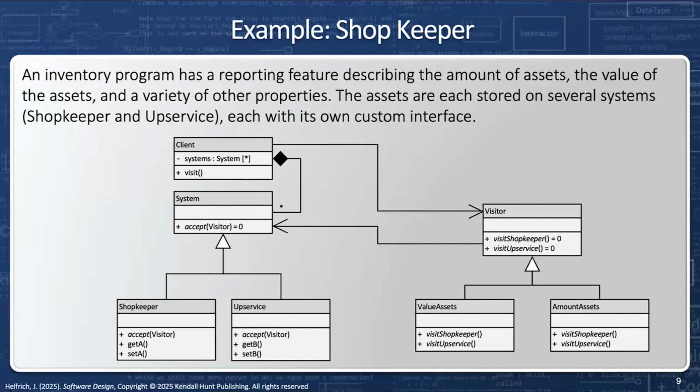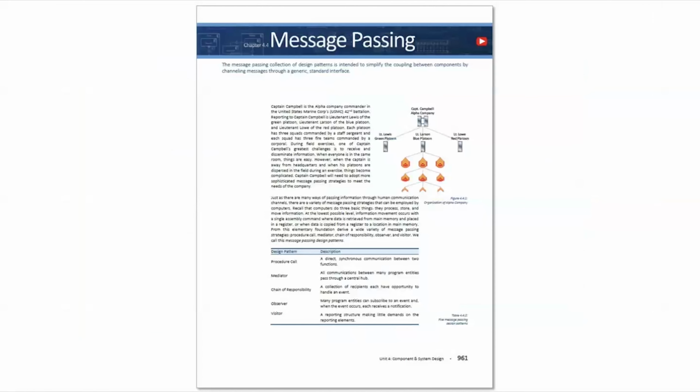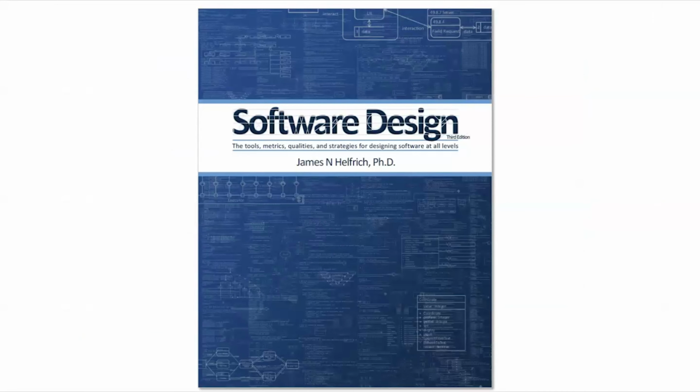So let's say, for an example, the client wants to know the value of all the assets. Then it's going to create a value assets object. It's going to send it to accept. Accept will then be accept shopkeeper. And shopkeeper says, I have this message. I have no idea what to do with it. So it's going to call visitor.visit shopkeeper, which in this case happens to be value assets visit shopkeeper. And that will then call the specific methods in shopkeeper to get the information it needs in order to send a report back to the client. This is example 44.4 in the visitor section of the message passing chapter of the software design textbook.